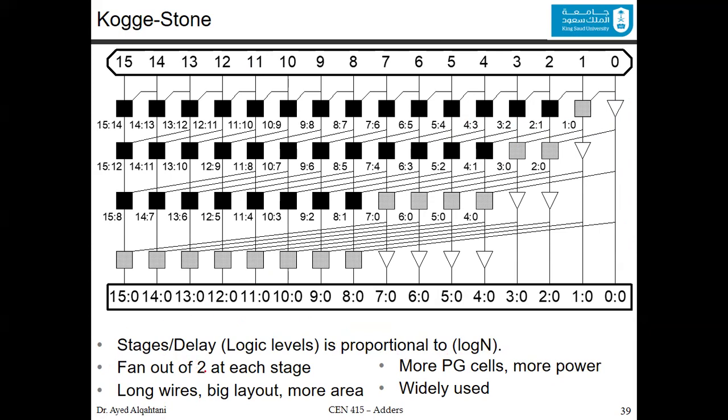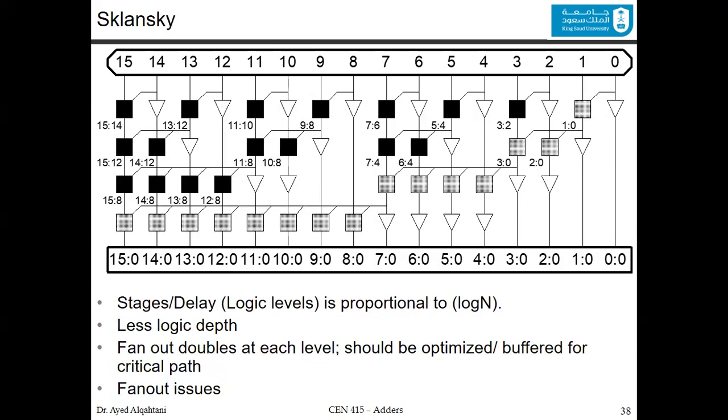The fan out is 2 at each stage, so you are covering the fan out problem, but it has more PG cells inside, so it's almost full. Small PG cells, and it has long wires, so it has wiring issues. You can see that there are so many wires here, and it's also widely used. That's the Kogge-Stone. And again, you can follow how we generate the grouping here. If you compare this one with this one, what you are doing is taking care of the fan out.